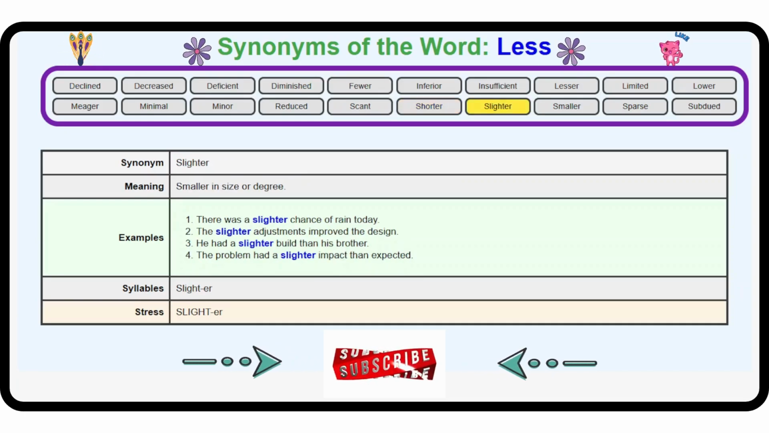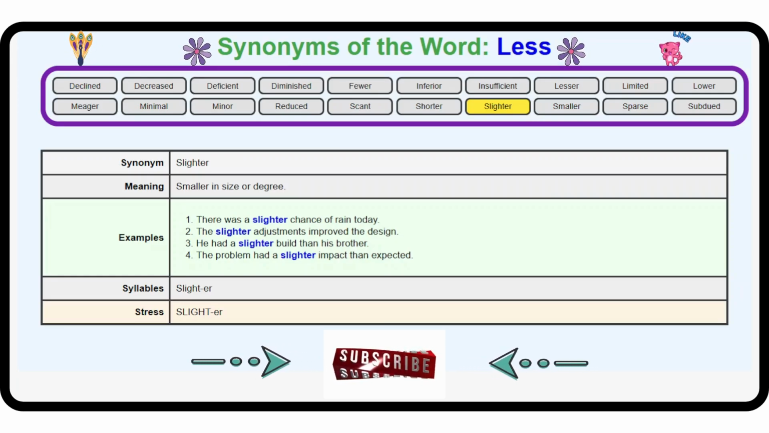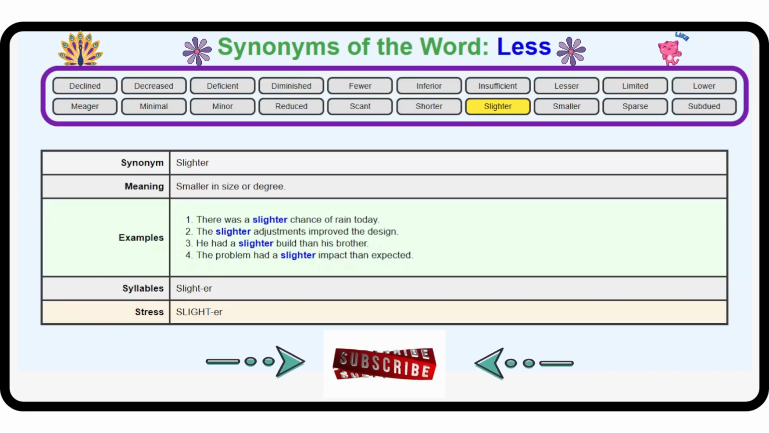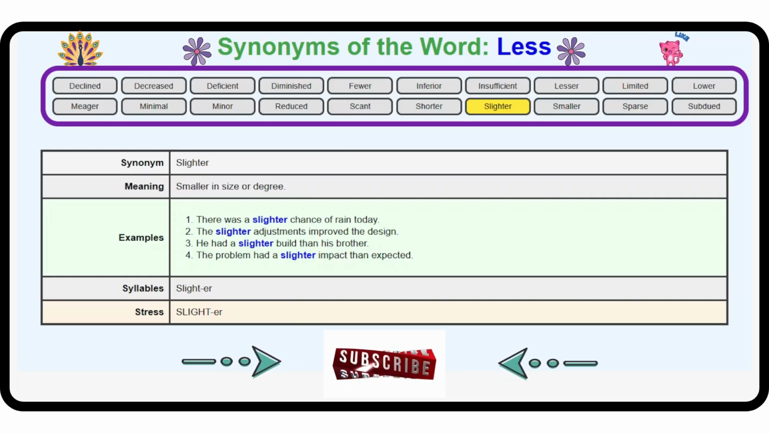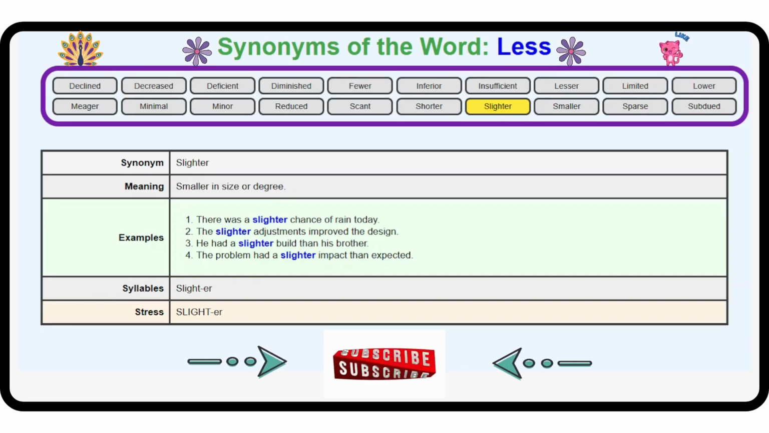Synonym, slighter. Meaning, smaller in size or degree. Example 1, there was a slighter chance of rain today. Example 2, the slighter adjustments improved the design. Example 3, he had a slighter build than his brother. Example 4, the problem had a slighter impact than expected. Syllables, slight-er. Stress, slight-er.